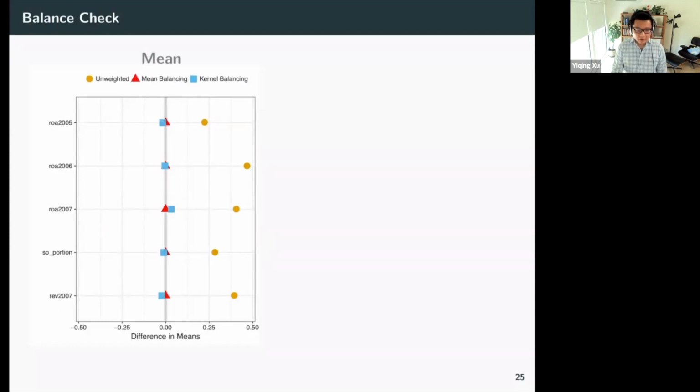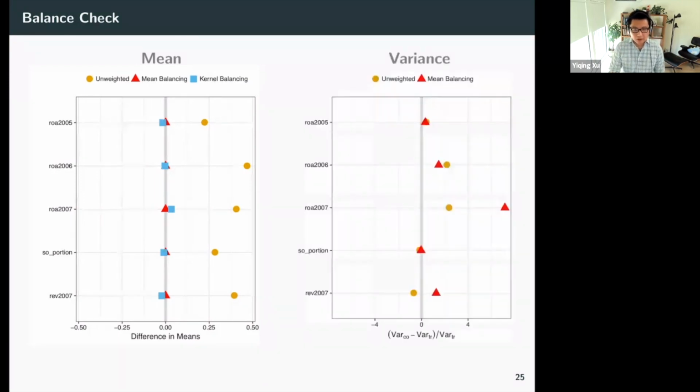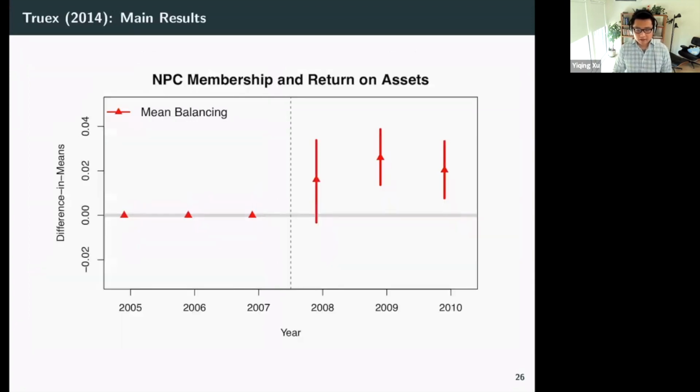For the kernel balancing, it gets almost exactly right with some imbalance remaining, because it tries to work harder on higher order terms. But if you look at the variance, it actually gets the variance almost exactly right, while mean balancing doesn't care about higher order features. The effects are not that different. If you use the kernel method, the effect is more conservative, but we can actually use the kernel method to study distribution effects like quantile effects, because now you get the 2 distributions almost exactly the same.